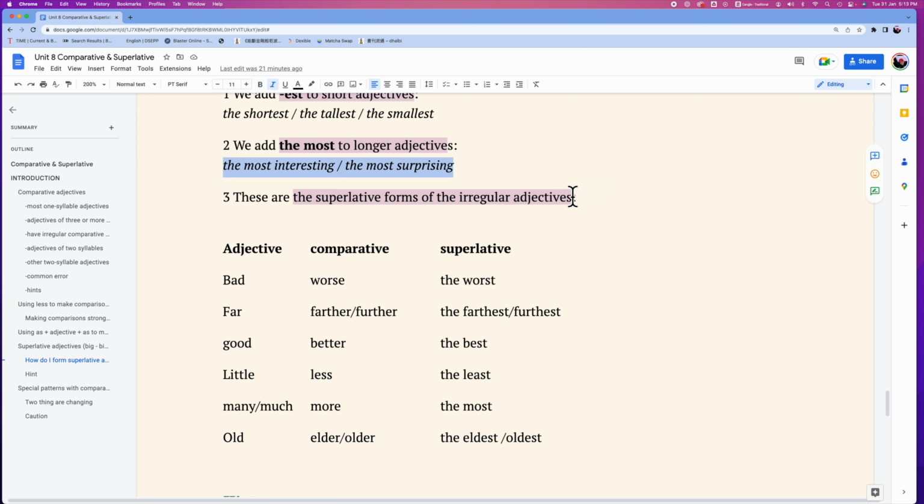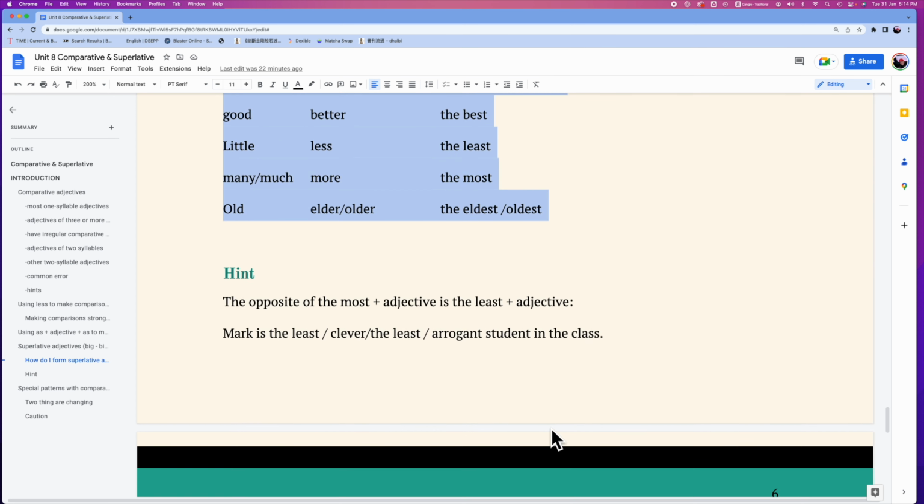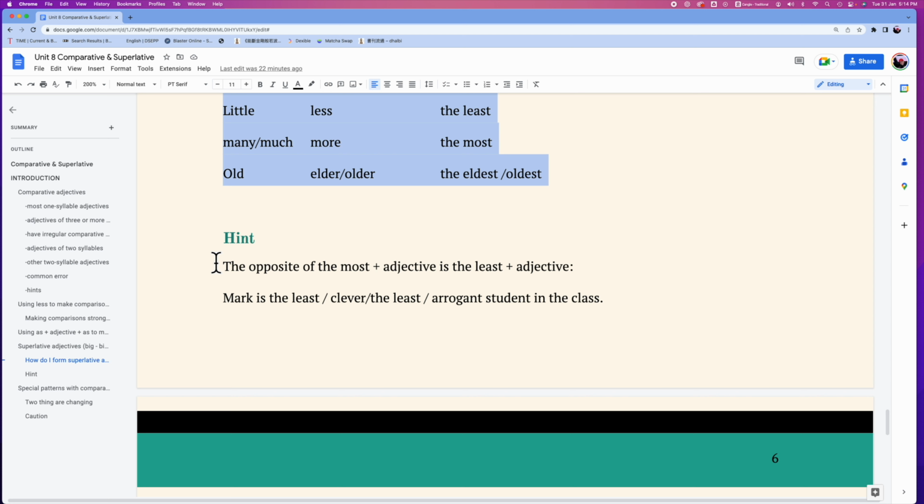Third, using the irregular forms listed in the table: bad becomes the worst, far becomes the farthest, good becomes the best, little becomes the least, many and much become the most, and old becomes the oldest. It's important to note that the opposite of the most plus adjective is the least plus adjective. For example, Mark is the least clever, the least arrogant student in the class.